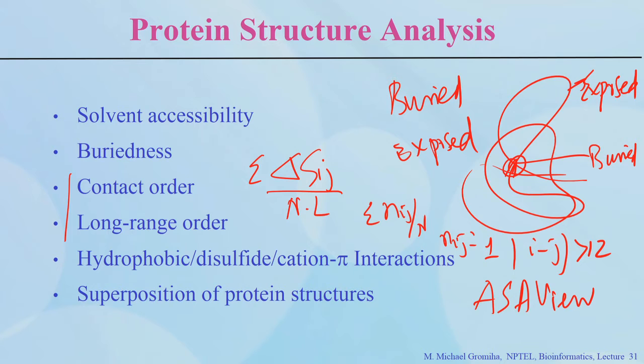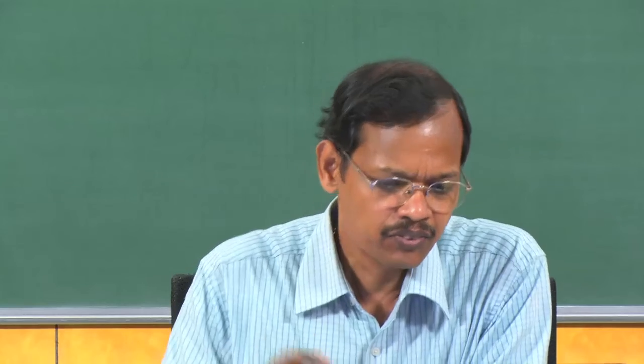Then we discussed the superposition of protein structures. What is superposition of protein structures? Align them, and you can see how much difference there is between two structures. It is measured in terms of RMSD. If it is less, that means they are close. If it is more, then the structures are not similar. Then we discussed the program PDBparam to calculate all these parameters.